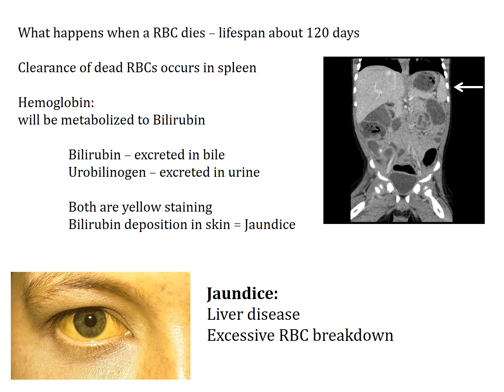The hemoglobin will be released and metabolized to bilirubin, and then that bilirubin, a yellow stained pigment, is either excreted in the bile or excreted in the urine. Individuals who have inability to metabolize and excrete bilirubin, or individuals who are breaking down their red blood cells far too quickly, that bilirubin may build up in the body and cause a yellow staining of the skin and the sclera, referred to as jaundice.